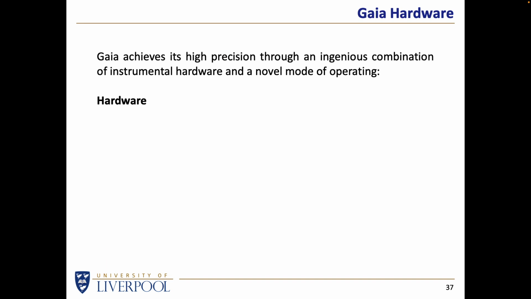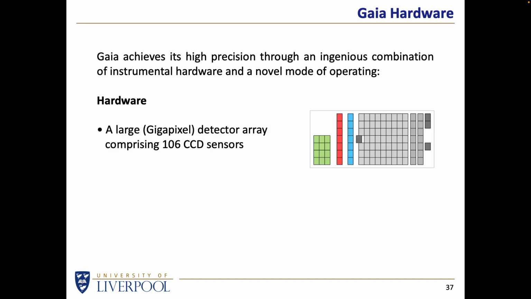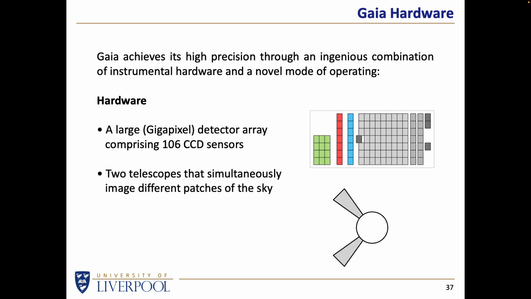So let's have a look at the hardware first. The hardware comprises a detector which is made up of about 100 or so CCDs. It's a gigapixel. Each CCD is about 9 megapixel, and there's more than 100 of them in an array, which I'll describe shortly. That was made by the company E2V here in the UK. And Gaia, although described as a space telescope, is actually 2 telescopes. It has 2 telescopes pointing in different directions in the sky. And that's, again, crucial to its mode of operation.